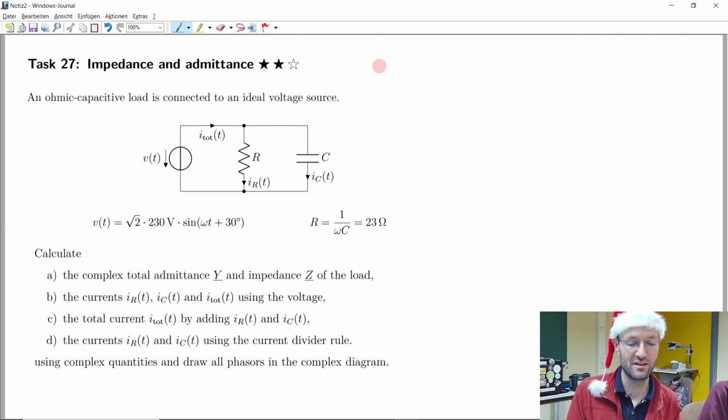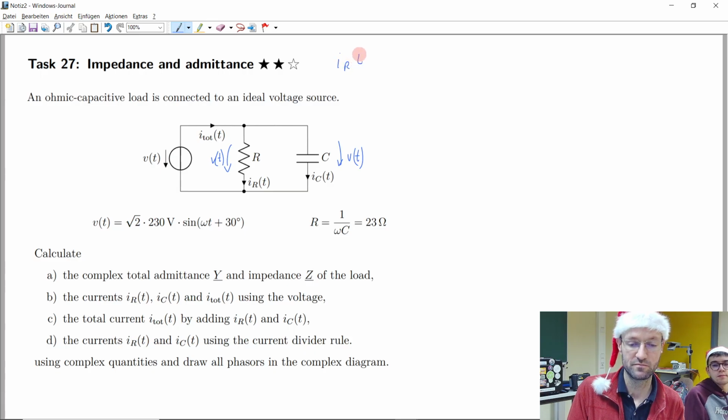just to show that it would be possible, we could also try to do this without using complex phasors at all. So this voltage here is, of course, also across the resistance, and the same voltage across the capacitance. So if we know the voltage and if we know the resistance, how could we calculate the current through the resistance or through the resistor?